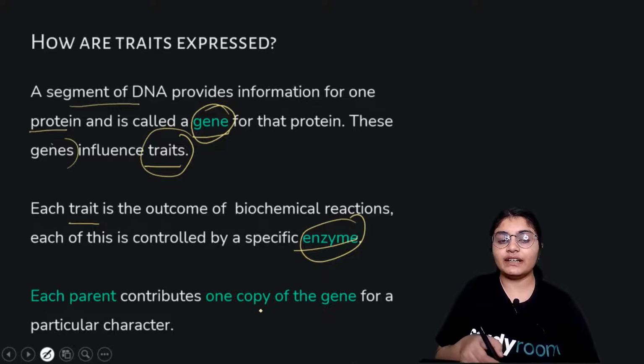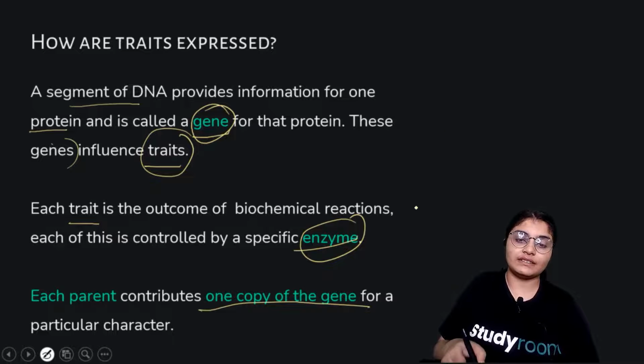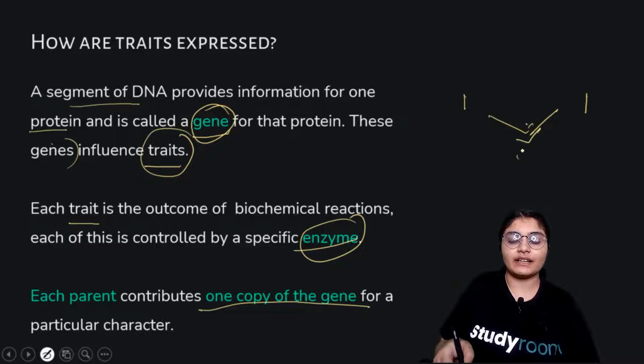And each parent contributes one copy of the gene for a particular character, as we saw. One parent contributes one allele and the other parent contributes the other allele, and then they both combine and get two alleles, which is known as a gene.